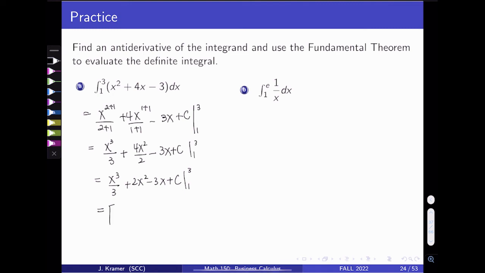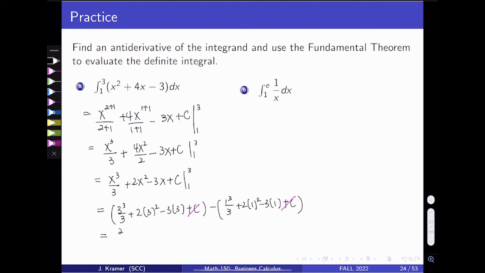So we're looking at 3 cubed over 3 plus 2 times 3 squared minus 3 times 3 plus c minus 1 cubed over 3 plus 2 times 1 squared minus 3 times 1 plus c. Notice that we have a plus c minus a plus c, and then the c's do cancel here. They do go to 0, and that is why we don't end up with a plus c in our definite integrals. This will be the case every time we do a definite integral.